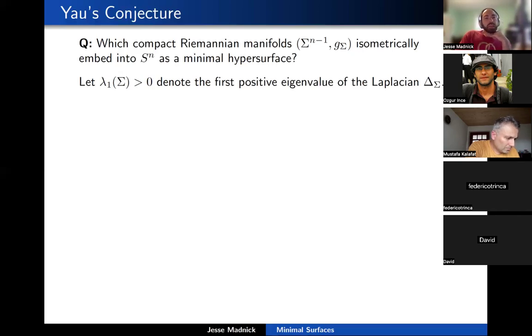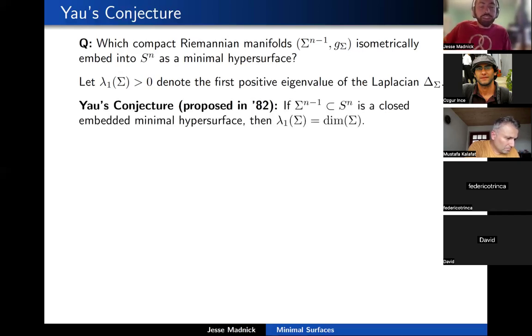So for now, let lambda 1 of sigma denote the first positive eigenvalue of the Laplacian. Yau's conjecture, which was proposed some 40 years ago, says this: if sigma is a closed embedded minimal hypersurface in the round sphere, then necessarily the first positive eigenvalue of the Laplacian is n minus 1, so the dimension of sigma.